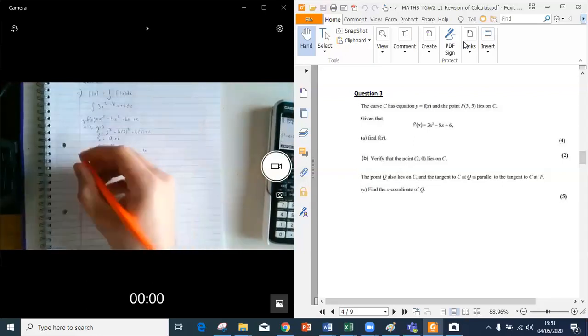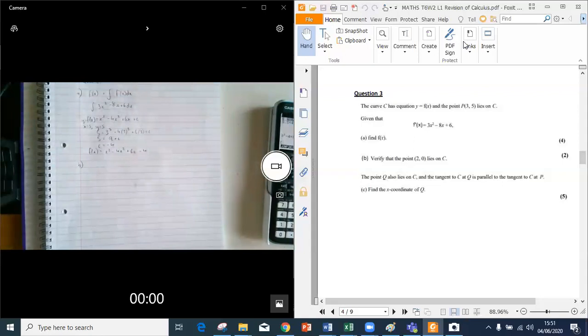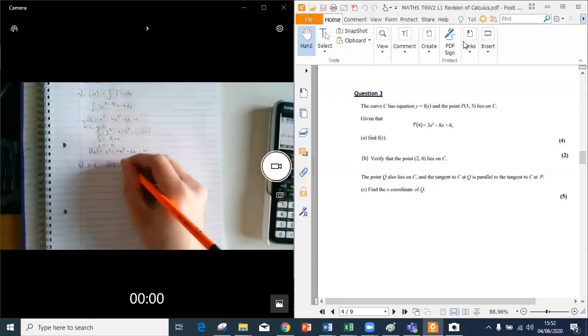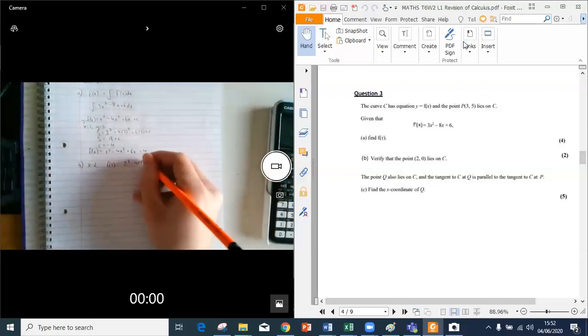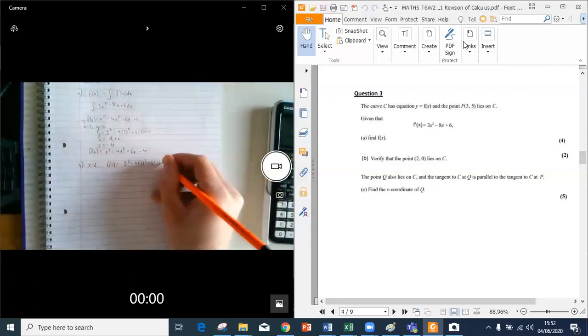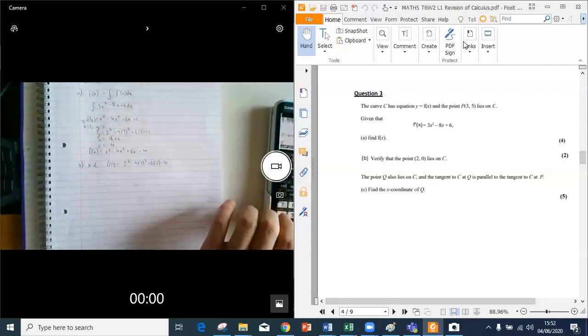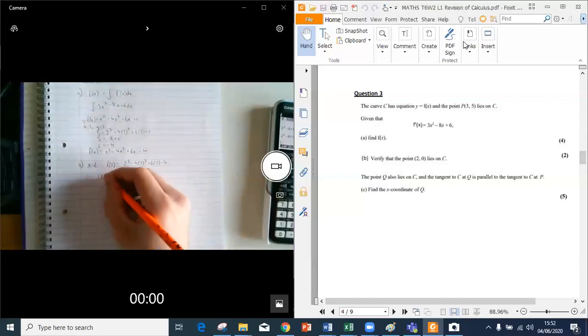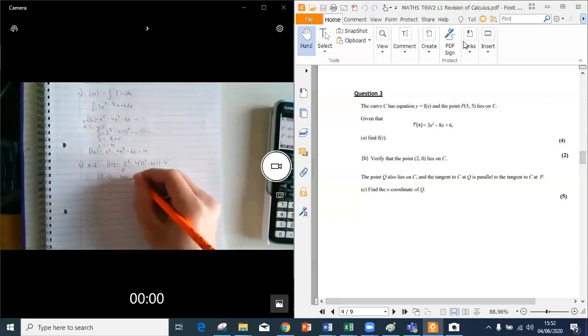That's part A done. Part B says verify that the point 2, 0 lies on C. So x is 2, y is 0. So to verify it, I'm just going to sub in. When x is 2, we get f of 2 equals 2 cubed minus 4 times 2 squared plus 6 times 2, take away 4. I'm going to work that out. And we're hoping to get 0. And we did. So therefore, 2, 0 lies on C.